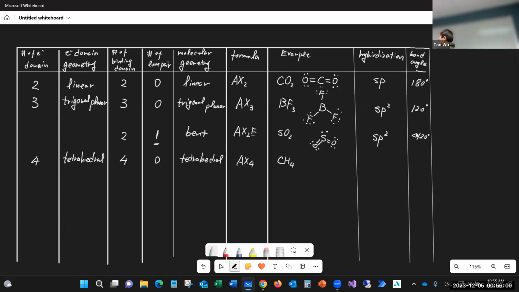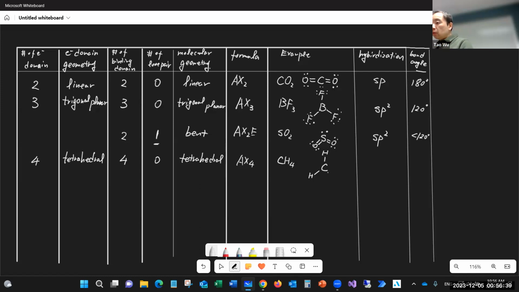The one sticking outside, we use a wedge to represent. And the one pointing inside, we use a dash. So this is the way we draw the 3D structure. This is called a wedge and dash structure. So you have a central atom, carbon over here. Then you put the hydrogen on the top. Those three are in the same plane. And then we draw a wedge and a dash. Wedge is the one pointing out. Dash is the one pointing inside.